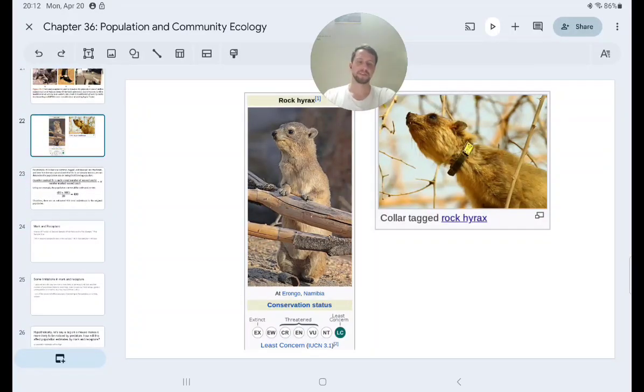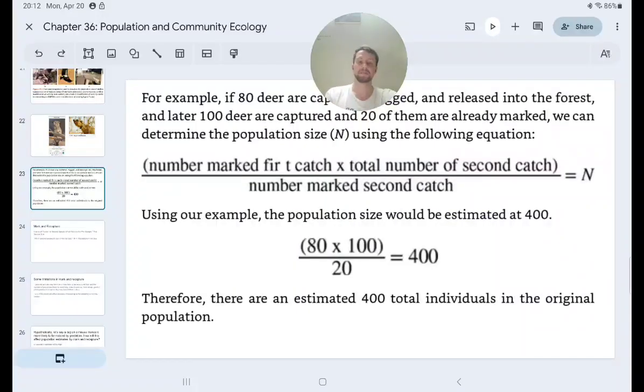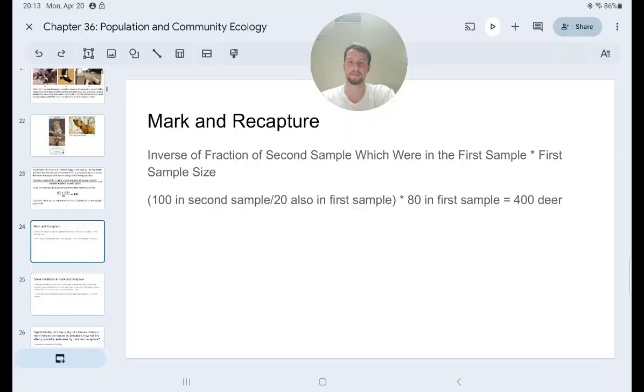Here's another picture of an animal that was captured and then released, and then they could see if they collected that same animal again or a different one. And so this is the mathematical relationship. I don't think mathematically you need to be able to plug and chug to determine this, but you need to conceptually understand the idea here that we're looking at how many were captured the first time, and then we can compare that to how many were captured the second time that were captured the first time.